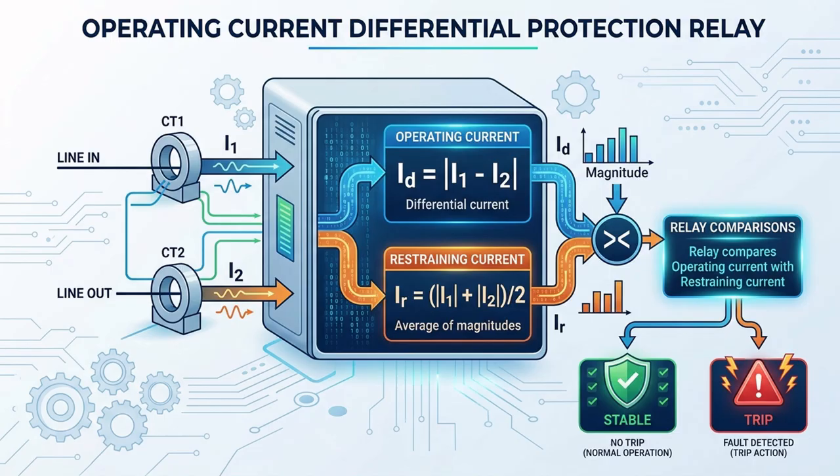Now, how does the relay make its decision? First, it calculates the operating current, the difference between the two currents. Then, it calculates the restraining current, the average of both currents. Finally, it compares these two values to decide whether to trip or remain stable.